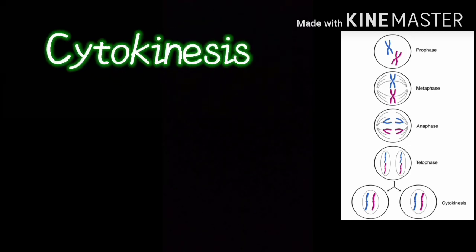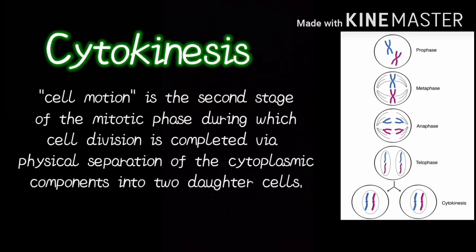Cytokinesis. Cytokinesis, or cell motion, is the second main stage of the mitotic phase, during which cell division is completed via the physical separation of the cytoplasmic components into two daughter cells. Division is not complete until the cell components have been apportioned and completely separated into the two daughter cells. Although the stages of mitosis are similar for most eukaryotes, the process of cytokinesis is quite different for eukaryotes that have cell walls, such as plant cells.